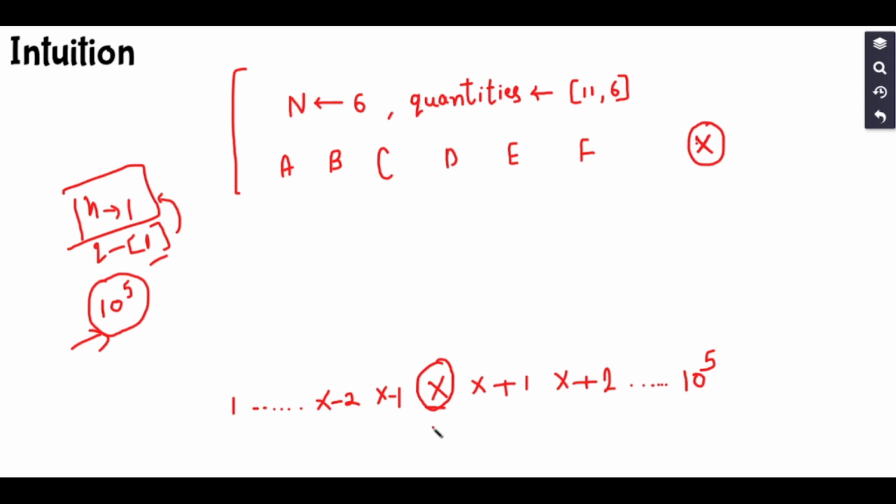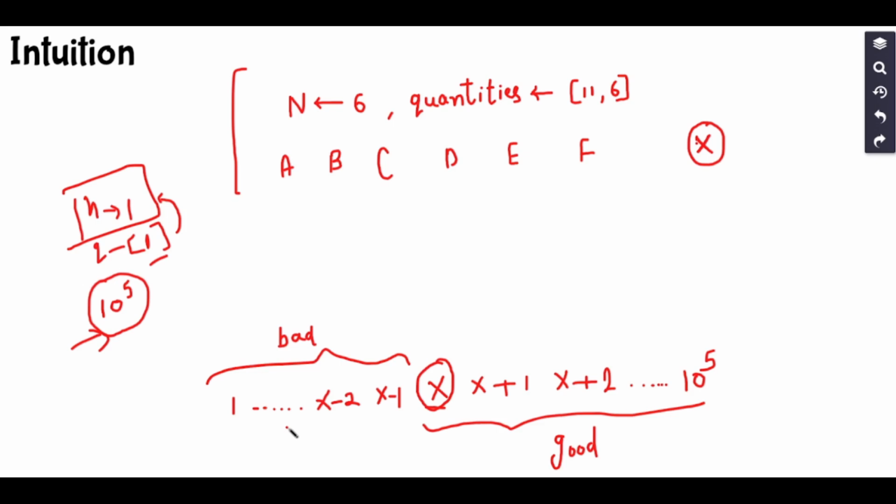That's what I want. And this is good side, let's call it good. This is bad side, let's call it bad. Why I'm calling it good and bad? Because these answers are achievable, these answers are not achievable for this test case. Like for every test case we have a certain x for which we can't achieve the answers less than x, we can achieve the answers greater than x. This is the search space from 1 to 10 raised to the power 5. And now I want to find this x. That's the target.